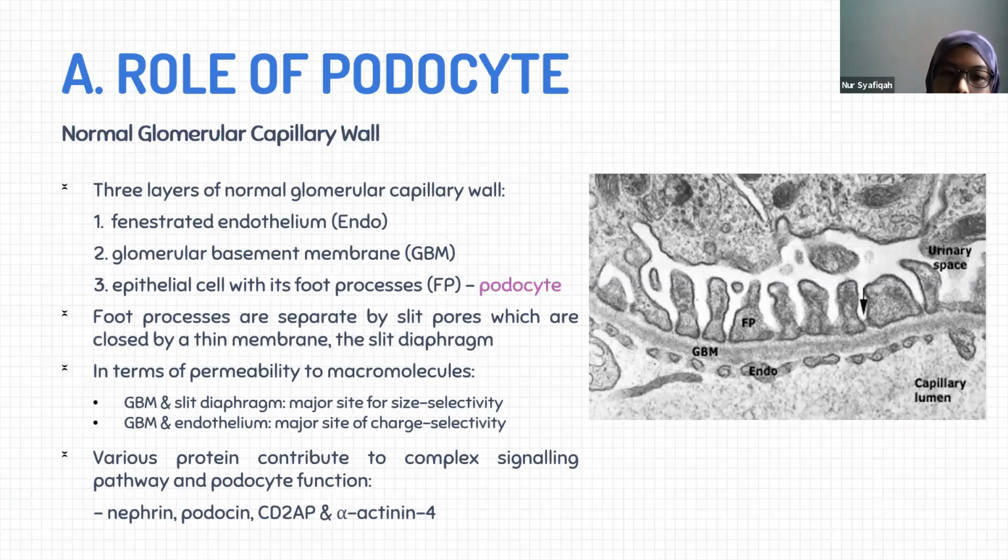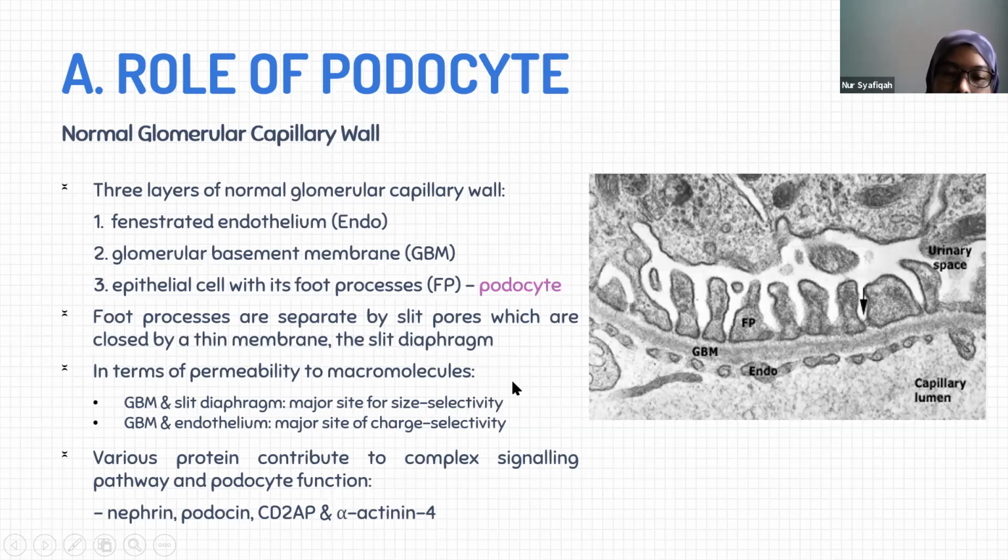Basically, the glomerular capillary wall consists of three layers: the fenestrated endothelium, the glomerular basement membrane, as well as the epithelial cell with its foot processes, known as the podocyte. The foot processes are separated by slit pores, which are closed by a thin membrane, the slit diaphragm. In terms of permeability to macromolecules, the glomerular basement membrane and slit diaphragm are a major site for size selectivity, and the glomerular basement membrane and endothelium are a major site for charge selectivity.